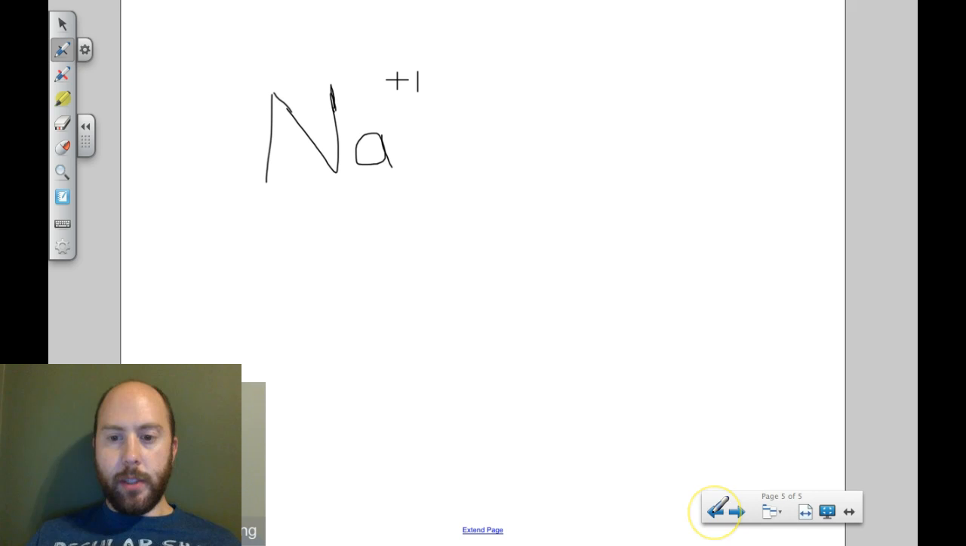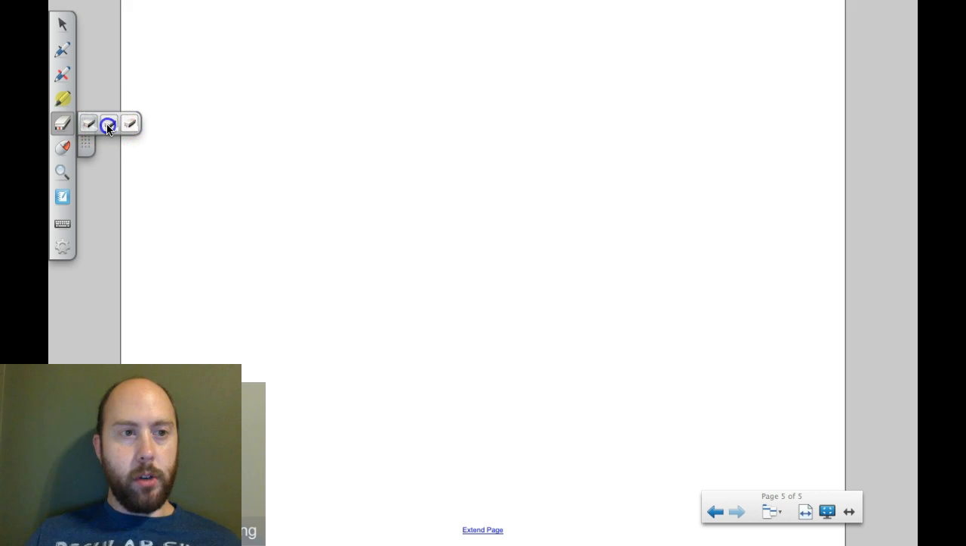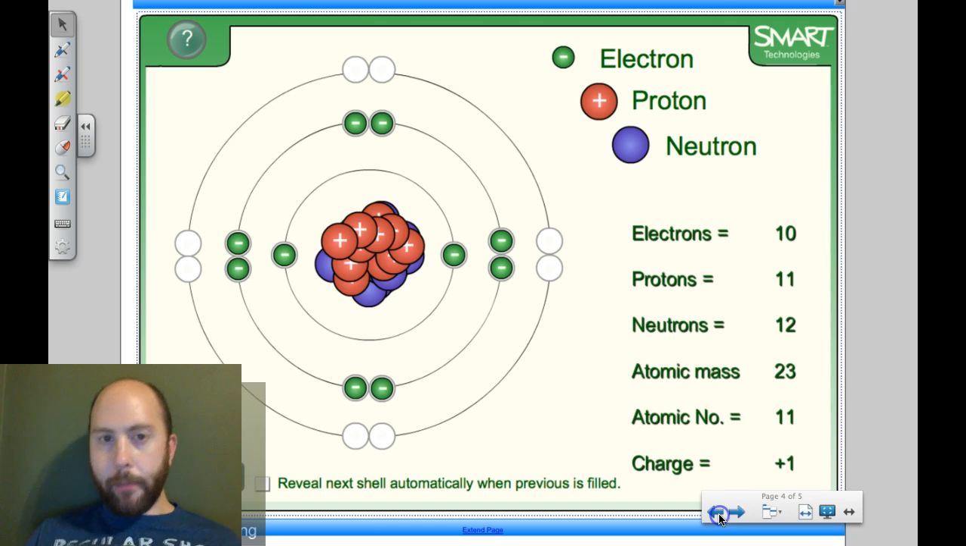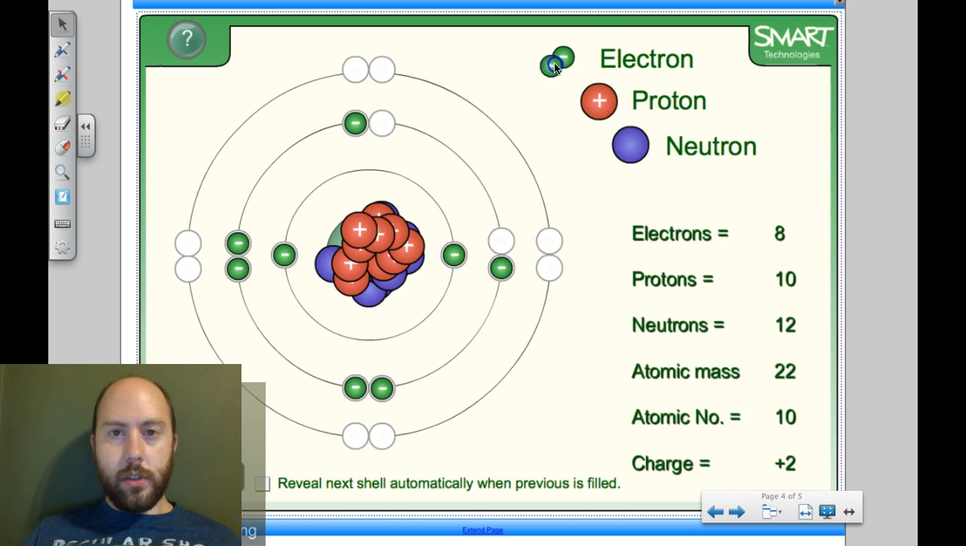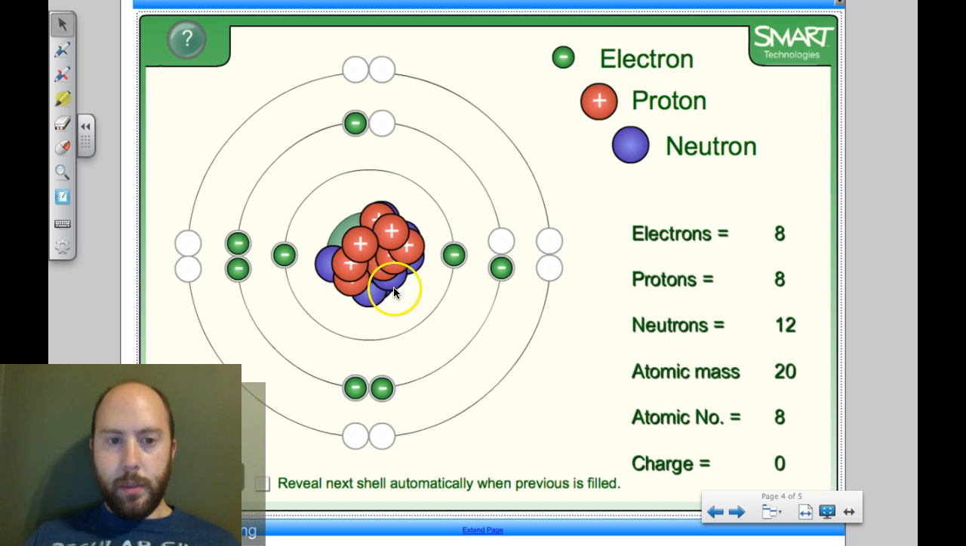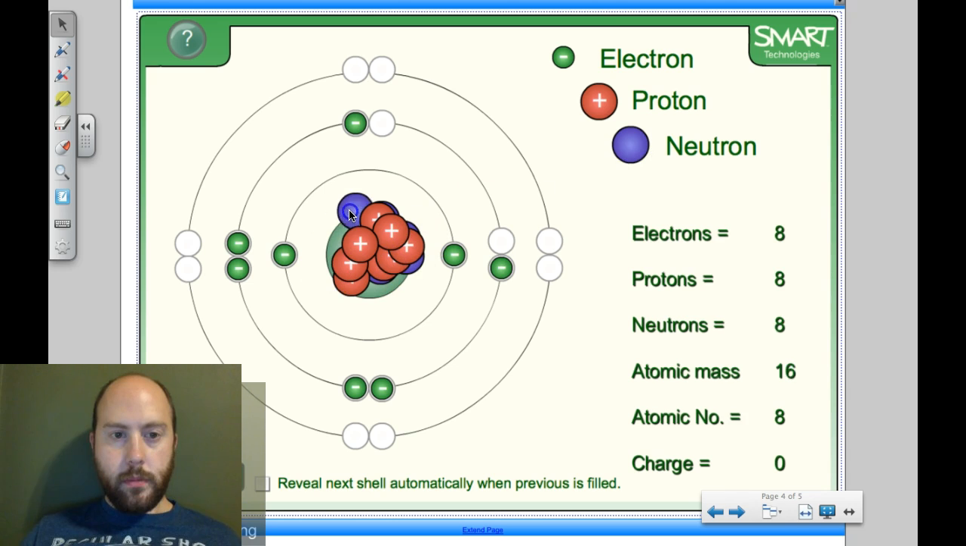Okay, let's do another element. Let's do oxygen. So I have to get rid of some protons and some electrons. Oxygen has 8 protons. I'm going to get rid of some of these neutrons too. In fact, I'll make it a typical oxygen, which has 8 neutrons. There we go. 8 electrons, 8 protons, 8 neutrons.